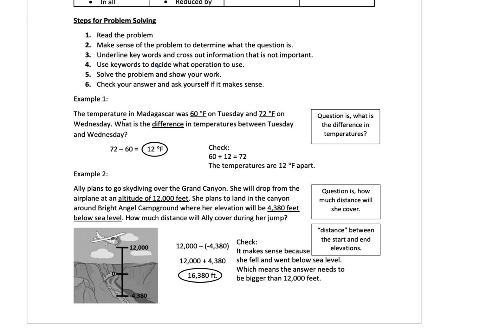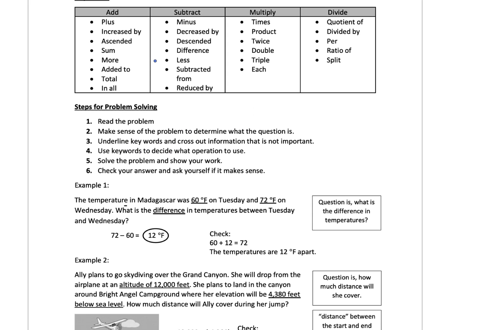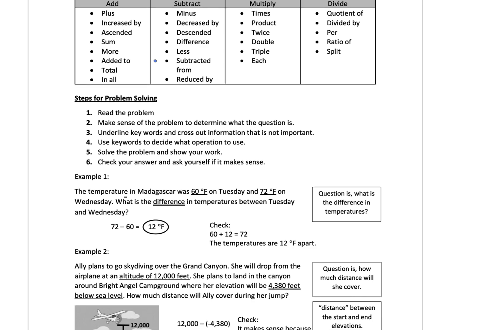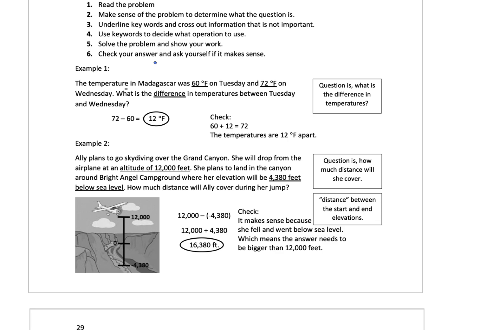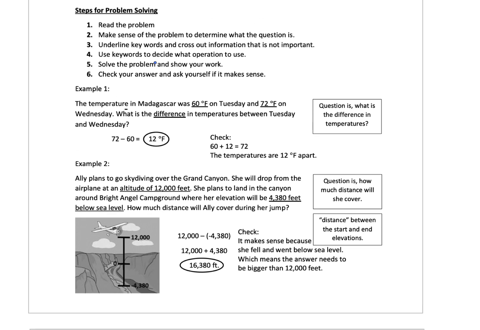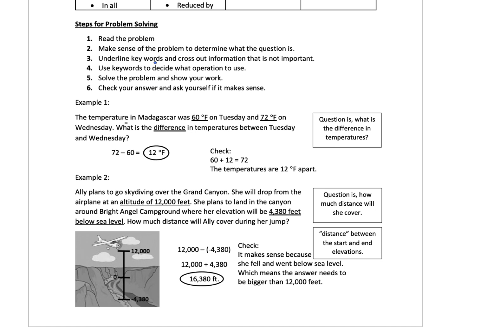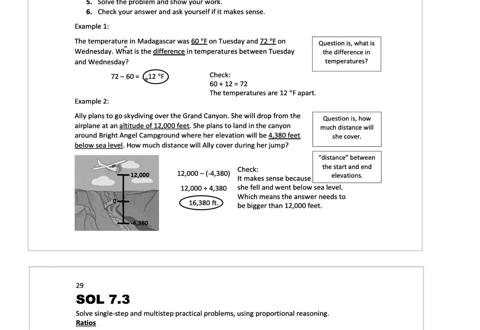You want to look for those keywords that are listed up here to try to decide which operation you're going to use. Then you'll solve your problem and show your work, and then check your answer and make sure that it makes sense. If you get an answer that doesn't seem to make sense, like it's really big or it's really small, or you got a negative number that doesn't make sense for a negative number answer, that's going to tell you my math might have been a little off here. I should go back and check my steps that I used. So we'll do a couple examples together.